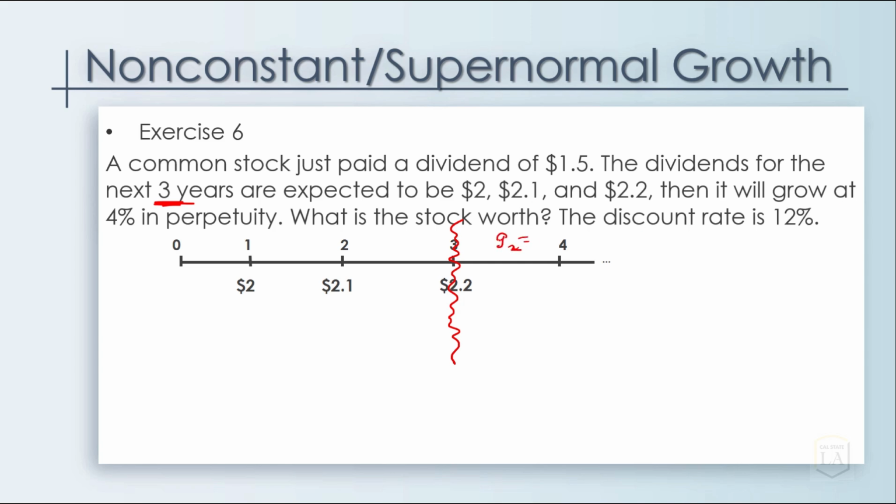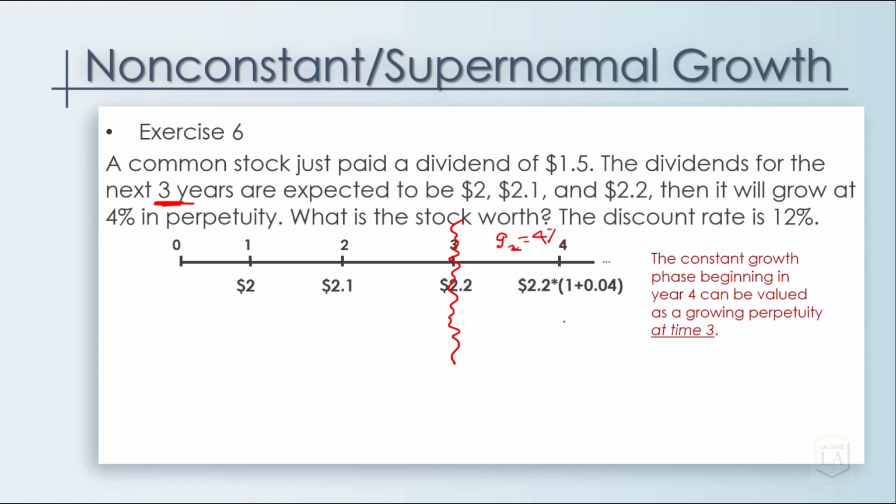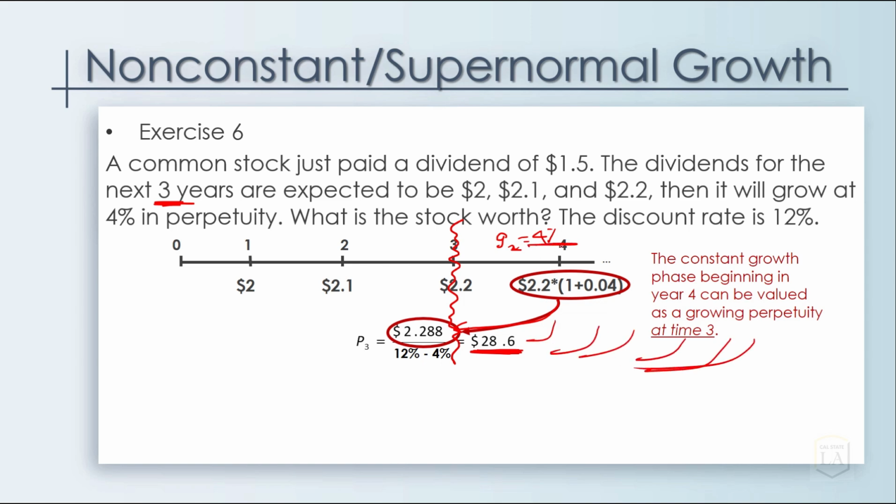So let's still call it g sub 2. And this will allow you to figure out how much the dividend in year 4 would be, 2.2 times 1 plus 4%. With that, our first goal is to figure out the value of the stock in year 3. So using this as our numerator, the dividend 1 year ahead, you divide it by r minus g2, and you will figure out that this is $28.6. How much the stock is worth in year 3? It's going to be 28.6, which is basically the sum of the present value of perpetual dividends that grew constantly at 4%.